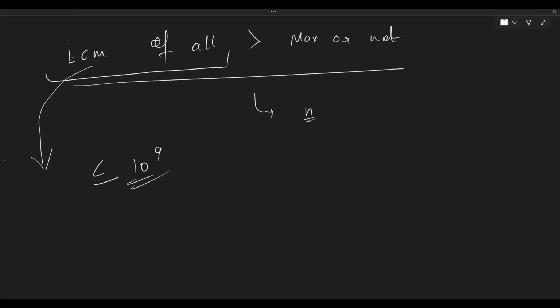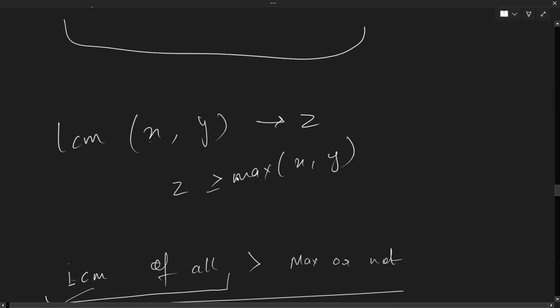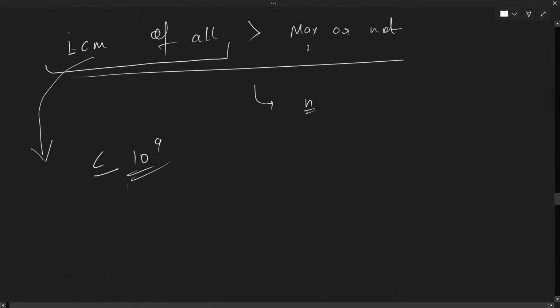Why? Because if you are taking the LCM of two numbers, the value can be more or equal only. So the LCM of all is going to be more than or equal to the LCM of all the possible subsequences. If this is not more than the maximum, and the maximum itself is less than 10 to the power 9, then our LCM is less than or equal to max. It won't be less, it would be equal only.